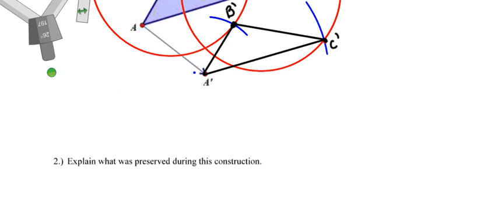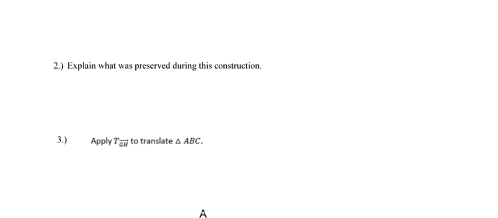Number 2 says, explain what was preserved during this construction. Well, I know that each and every translation is an isometry, so I know that distance or length was preserved. I also know that each translation is not only an isometry, but it's a direct isometry, meaning that orientation is also preserved.